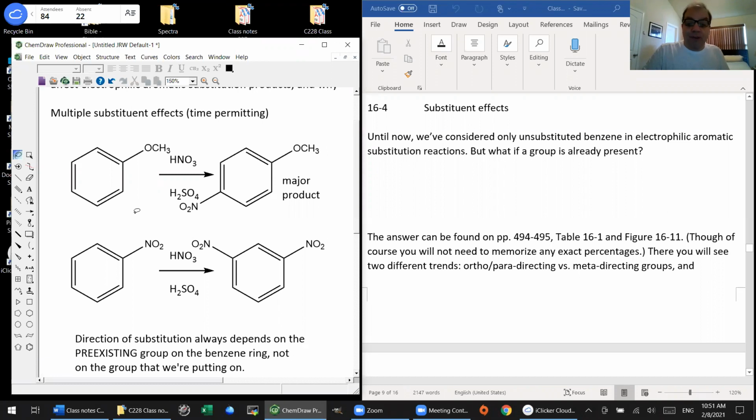So ortho-para-directing groups will put the new group into the ortho and para positions, and I would expect the para substituted one to be the major product, and meta-directing groups will put the incoming group in the meta position to the pre-existing group.